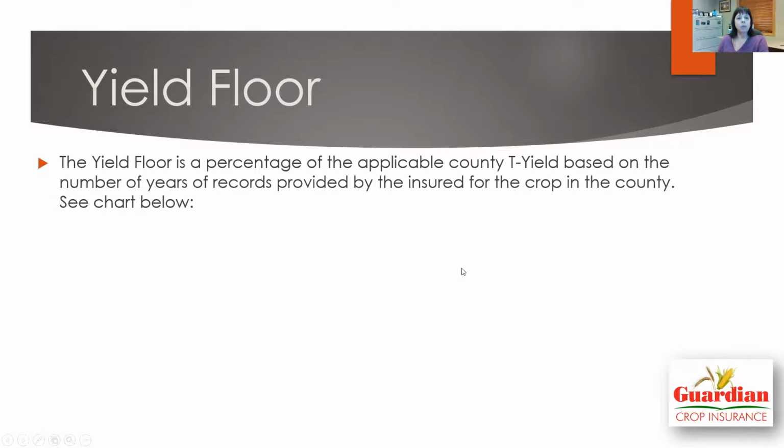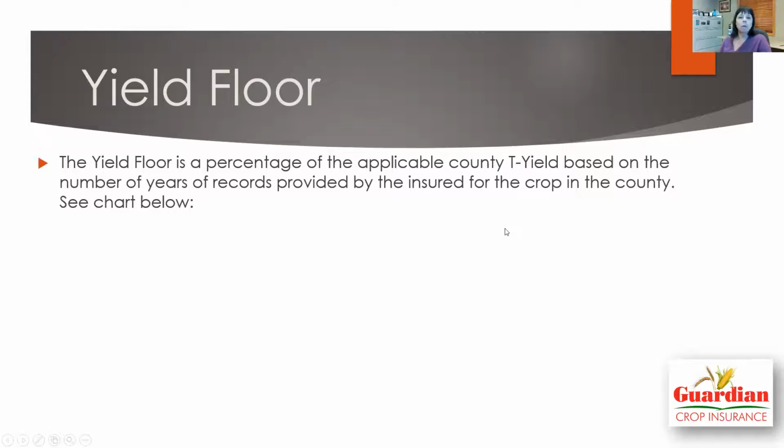So the yield floor is a percentage of the applicable county T yield. Now, your county T yield is a yield that is put in place by the Risk Management Agency that is given to a county crop for those that don't have the full 4 or plus years of actual history. The county T yield and a percentage of county T yield can be applied into that database. But the yield floor is a percentage of the county T yield and is based on the number of years of records provided by you, the policyholder, for the crop in the county.